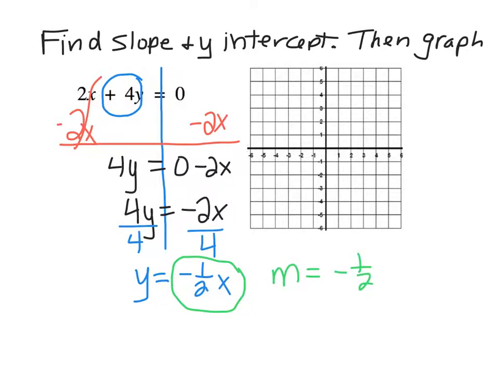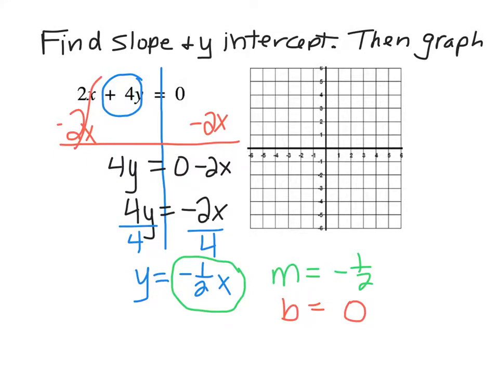What about my y-intercept though? My y-intercept is the constant. I don't have a constant over here. So if you think back up here, you can kind of see where we were going. Our constant is 0. So my y-intercept is 0. So now that I have these two pieces of information, I can graph it.